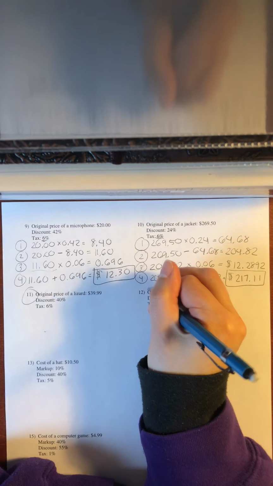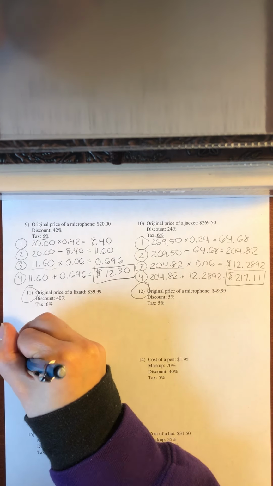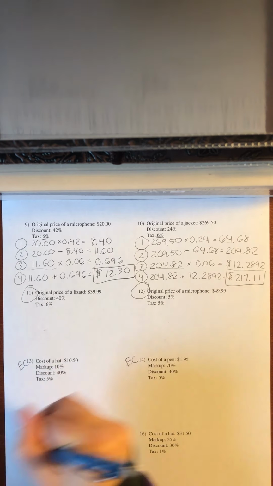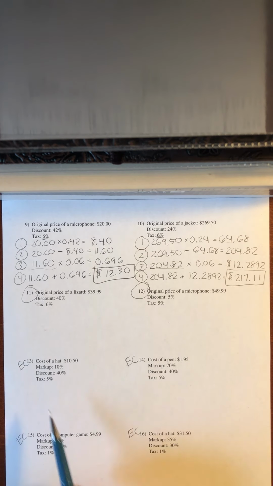And number 11 and 12 are also going to be part of your assignment, and then the rest of this sheet, so 13, 14, 15, and 16 are all going to be extra credit problems. So I'll give you 2 points for each one if you show your work and you get the right answer on your next test. That's a total possible 8 points you can get if you want to try those. Okay, that's it. Have a great day.